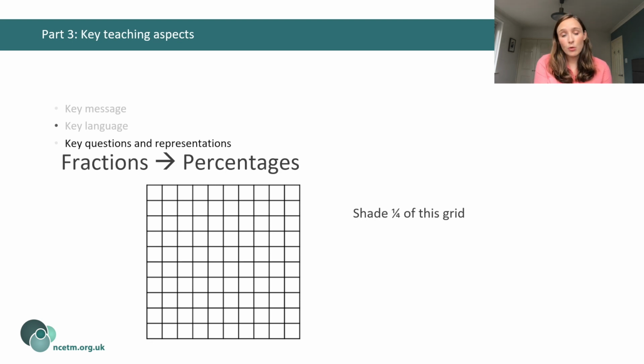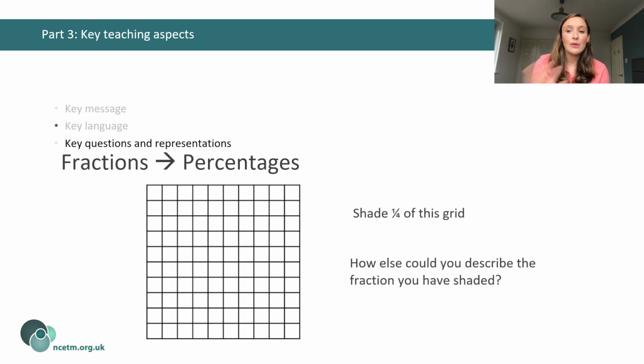I start with 1/4 because visually it's very easy for the students to see, and often they can split the grid into quarters quite easily, and they can shade it in. I then say, okay, well, how else can you describe the fraction that you shaded? Now, it might be at this point that they've spotted that there are 25 squares shaded in and 100 altogether.